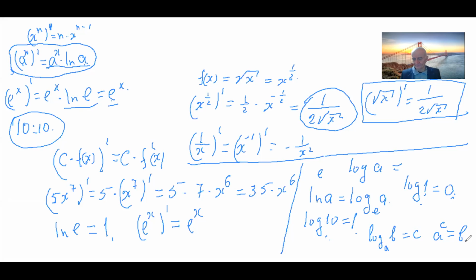Are you ready? Yes. Okay, very good. The next property of derivatives is the derivative of a sum of functions and a difference of functions. So I mean, when we have a sum of functions f(x) plus g(x), the derivative equals the derivative of one function plus the derivative of the other function.